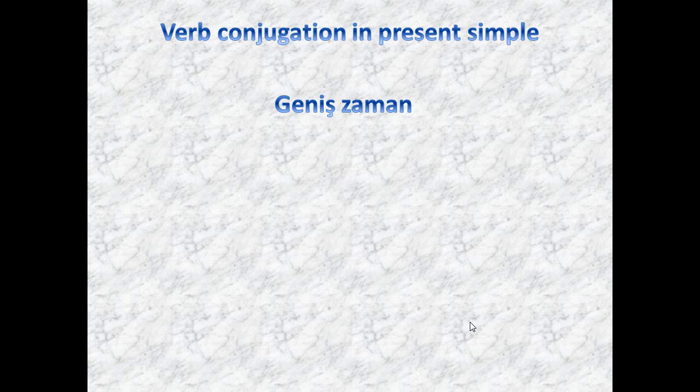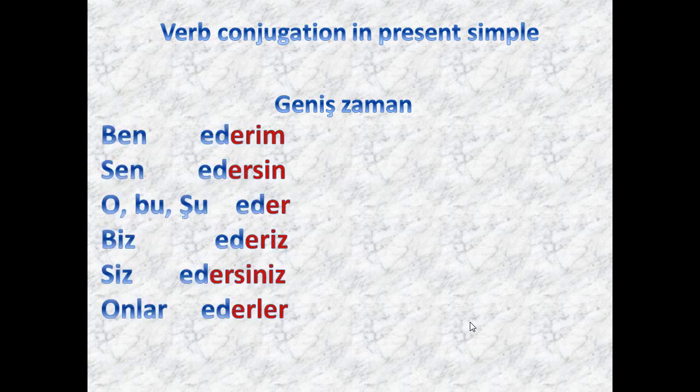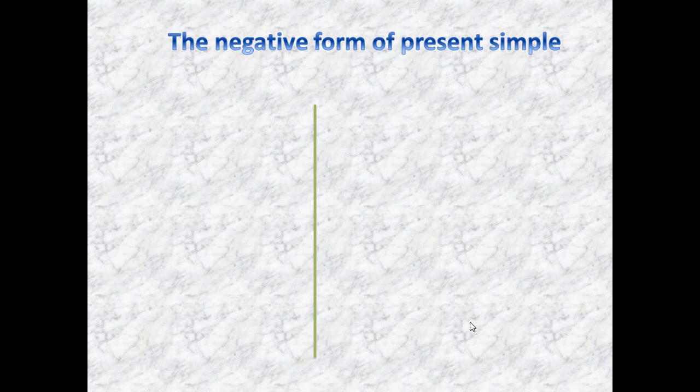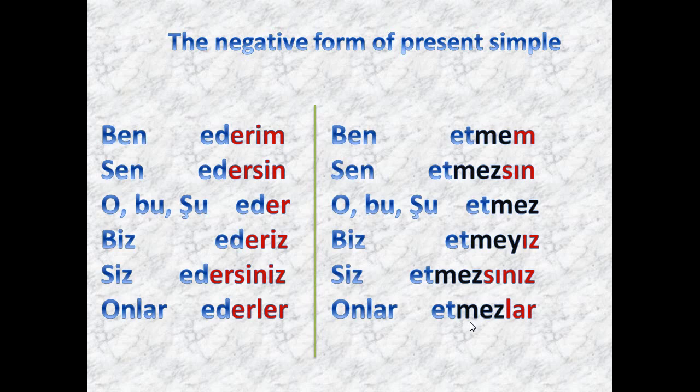Okay, here we have the verb conjugation in present simple. They call it geniş zaman. Okay. Ben ederim. Sen edersin. O bu şu eder. Biz ederiz. Siz edersiniz. Onlar ederler. Okay. So let's say we say thank you. Ben teşekkür ederim, sen teşekkür edersin, o teşekkür eder, biz teşekkür ederiz, siz teşekkür edersiniz, onlar teşekkür ederler. Okay? This is about I thank, you thank, we thank. So here we have simple present tense. Yeah, I say thank you, you say thank you. Okay.